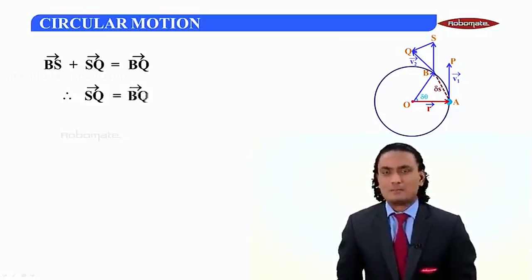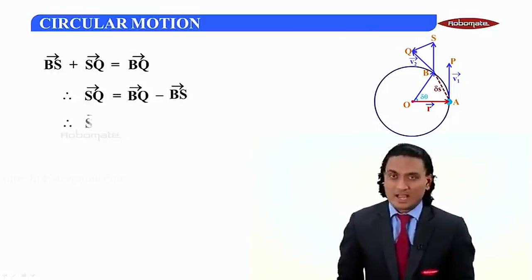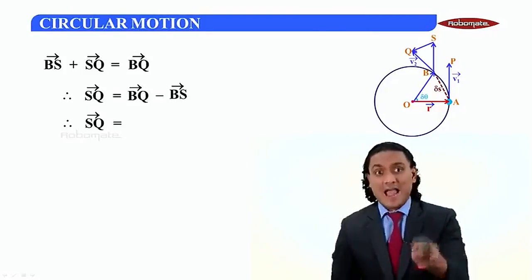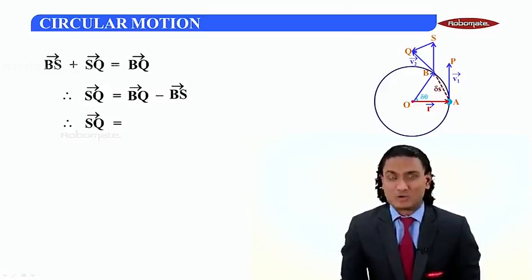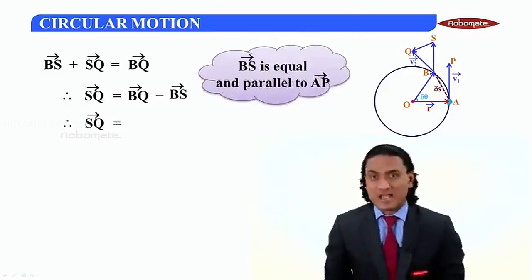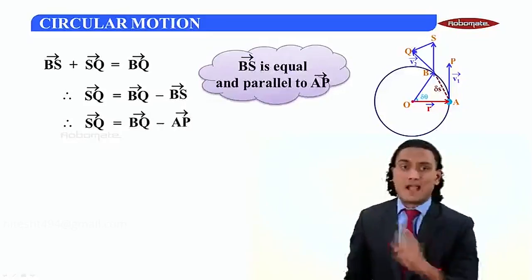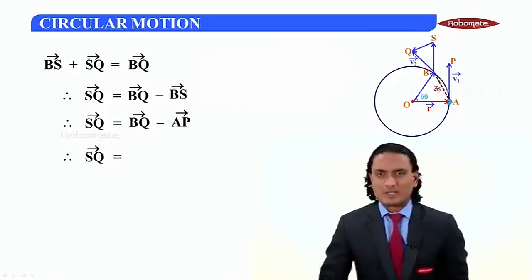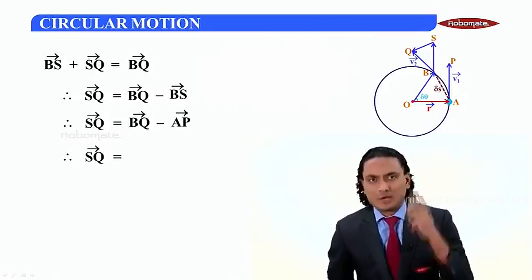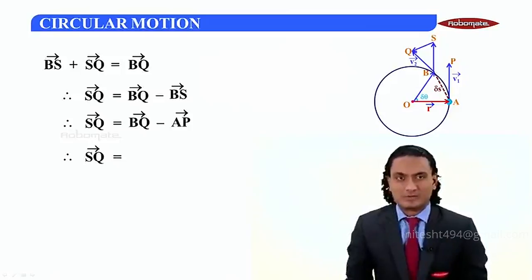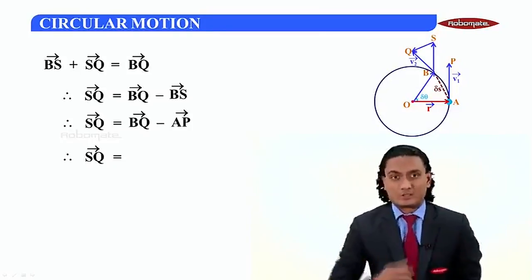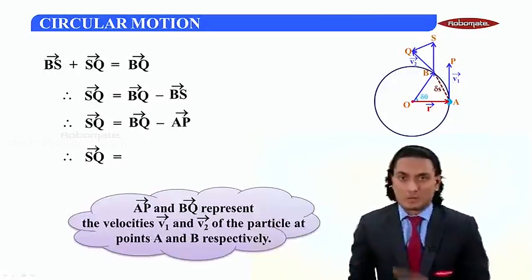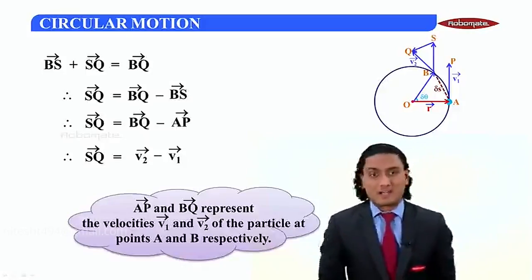Now, what is SQ? Yes, SQ is nothing but BQ vector minus BS vector. Now hold on, BS vector is equal and parallel to AP vector, yes or no? So instead of BS, I can write AP. Then I will get SQ is equal to BQ minus AP. Is that clear to you? Fine. Now next step, SQ vector is equal to, now see there. What is BQ vector? BQ vector is velocity V2. And what is AP? AP is your velocity V1. So SQ will become V2 vector minus V1 vector.